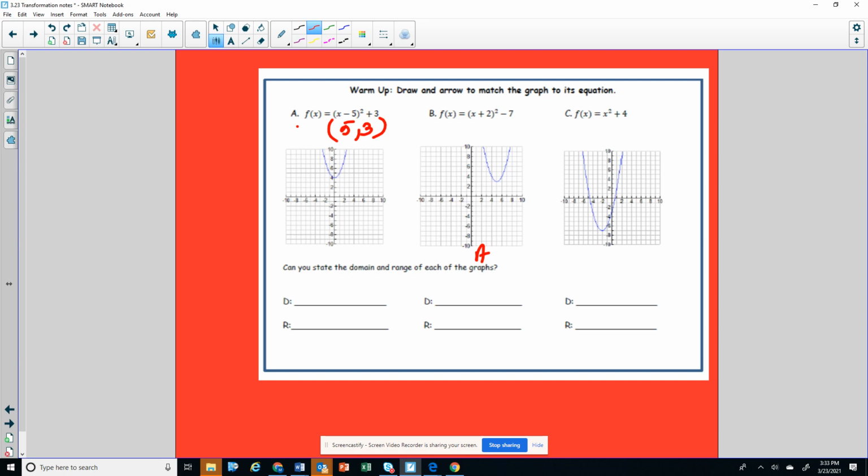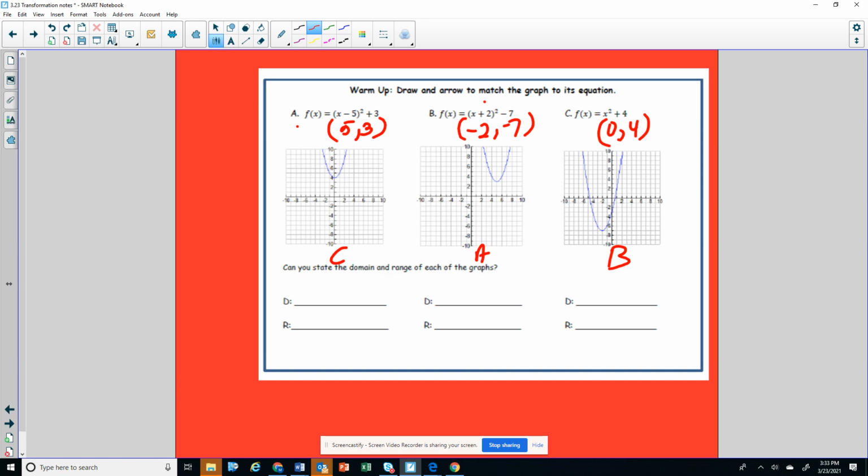Okay. Let's look at B now. The vertex for B is, again, we're going to change the sign of the number inside of parentheses. So that's going to be (-2, -7). Which graph has a vertex of (-2, -7)? And as you can see, this is it. So this one is function B. And then C, the vertex of C is (0, 4). And which graph has a vertex of (0, 4)? That's the first graph. All right, so this is C. So that's one way of looking at it.